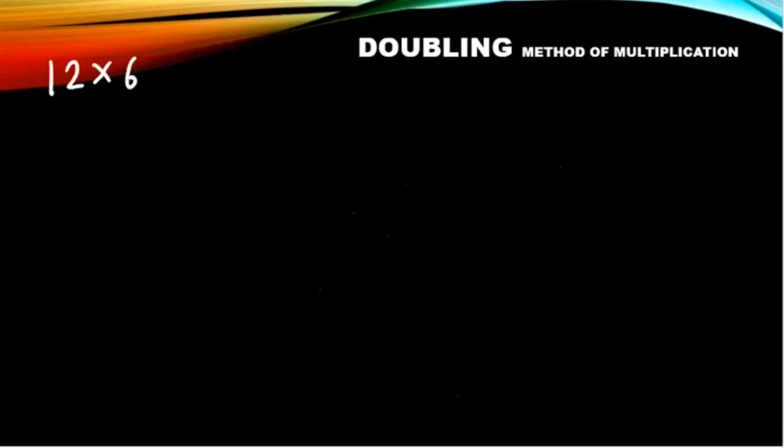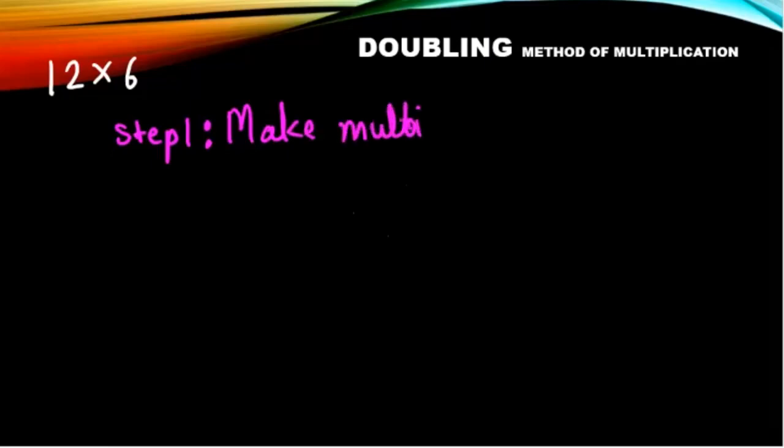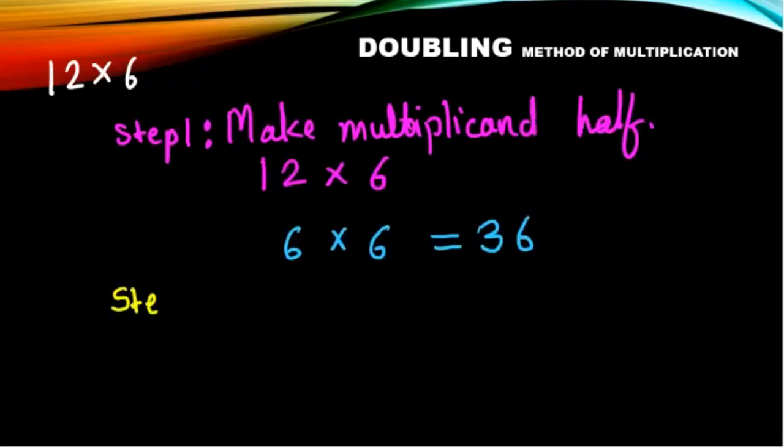So in this we will consider the example 12 into 6. Children, here the first step is to make the multiplicand half. Here the multiplicand is 12. So we will make 12 half and then we will multiply 6 with multiplier 6 and we got the product 36.